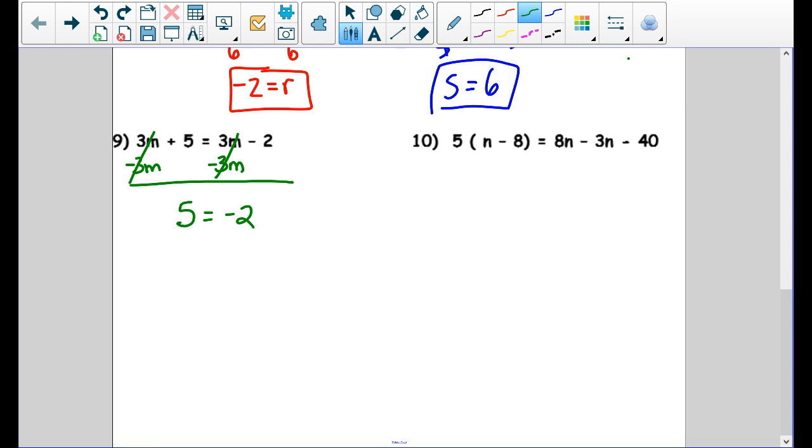Now, I look at this. Does 5 equal negative 2? No. Not true, right? Since this is not true, there is no solution. So this is special.